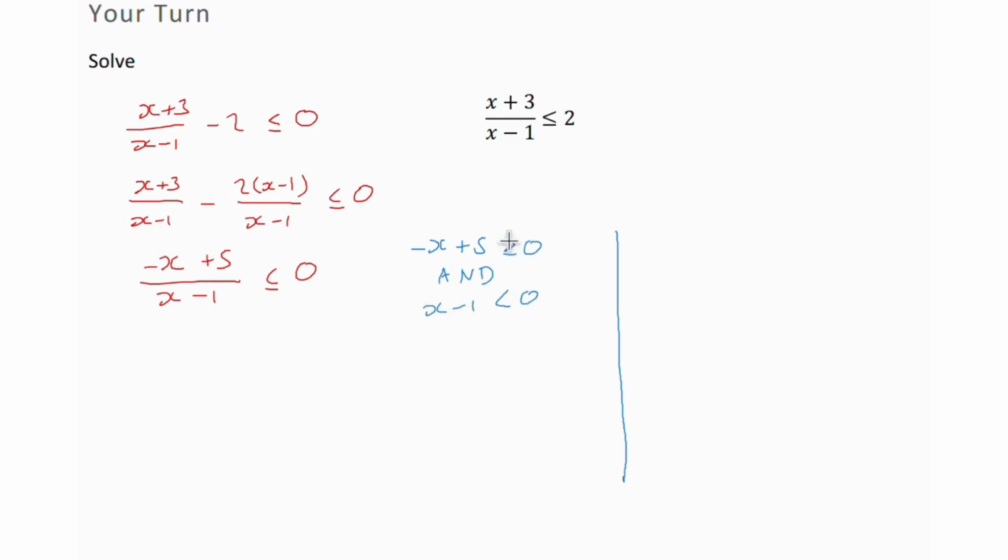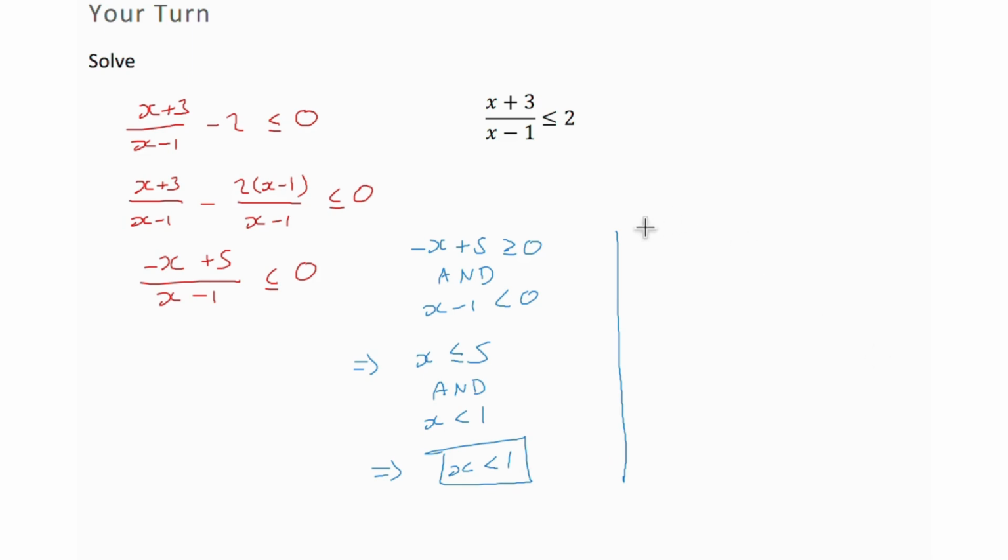Now notice this one has the equal to 0 possibility, because if the numerator is equal to 0, the fraction can be equal to 0, but the denominator cannot be equal to 0. So if these two are true, that means that x is less than or equal to 5, and x is less than 1. Now for both of these things to be true, that just means x is less than 1. So that would be part of our solution.